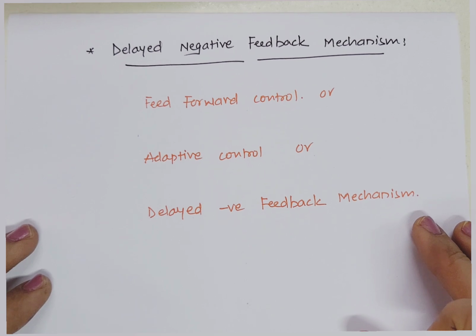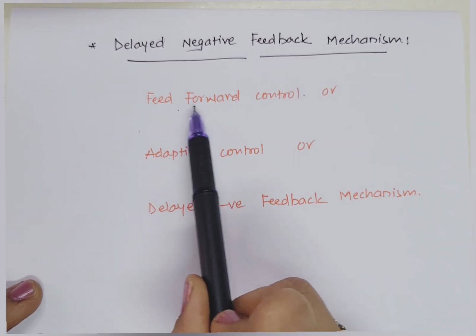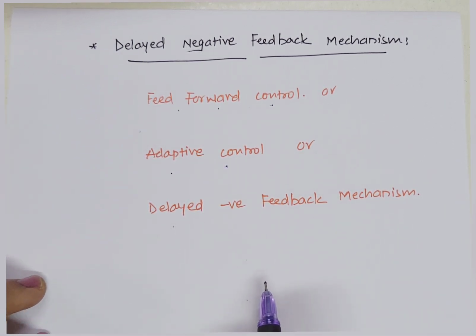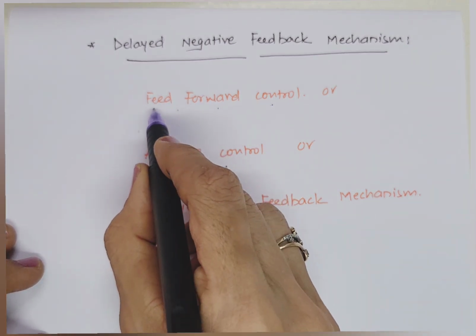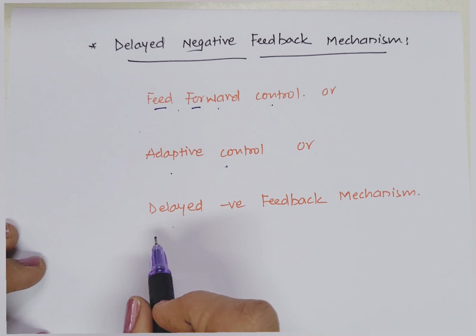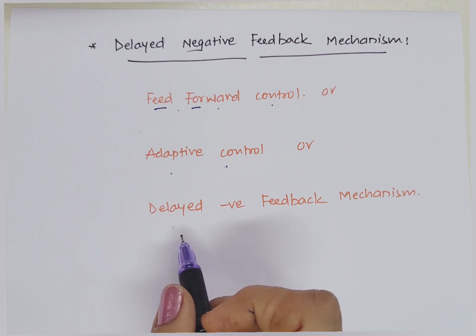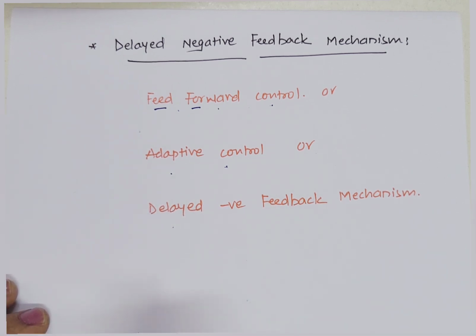Next is delayed feedback, which is also known as feed forward control, adaptive control, or delayed negative feedback mechanism. What is it? Whenever our body movements occur very fast, rapidly, we are not getting enough time for the impulse to travel from the periphery to the brain and come back. So here what we require is a very fast response, and this is in the form of feed forward control.